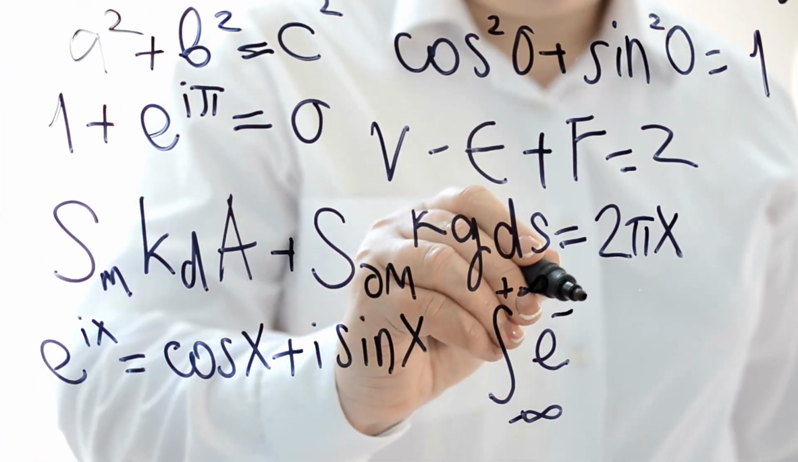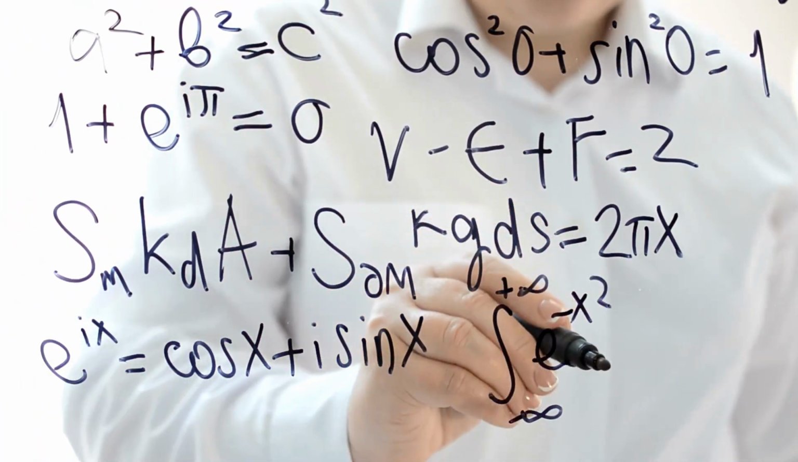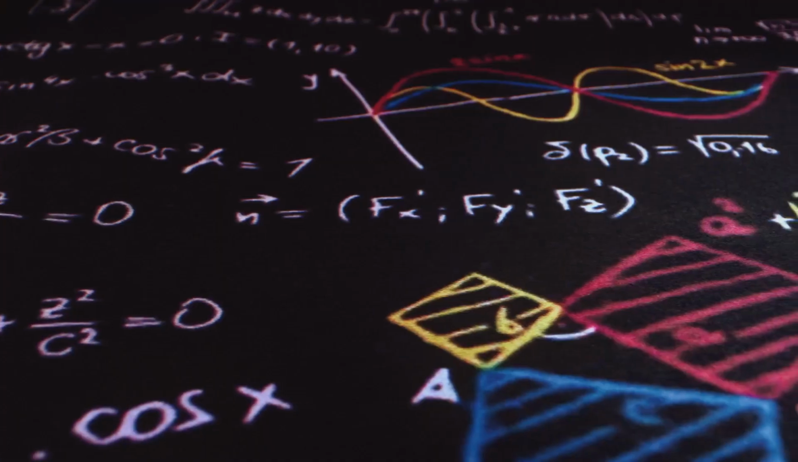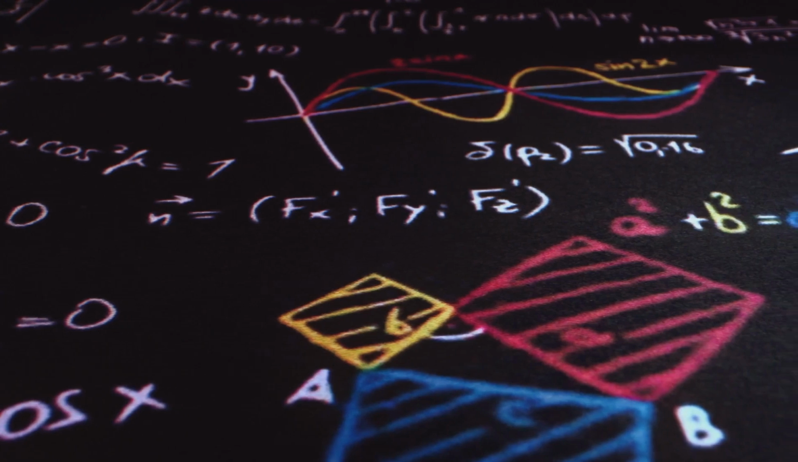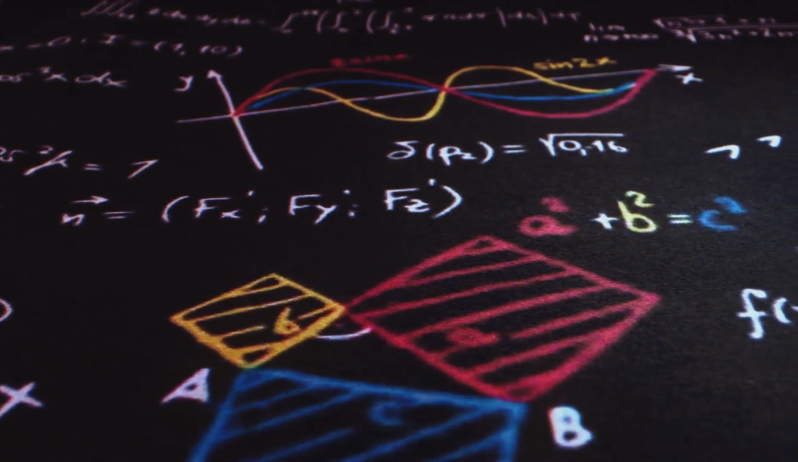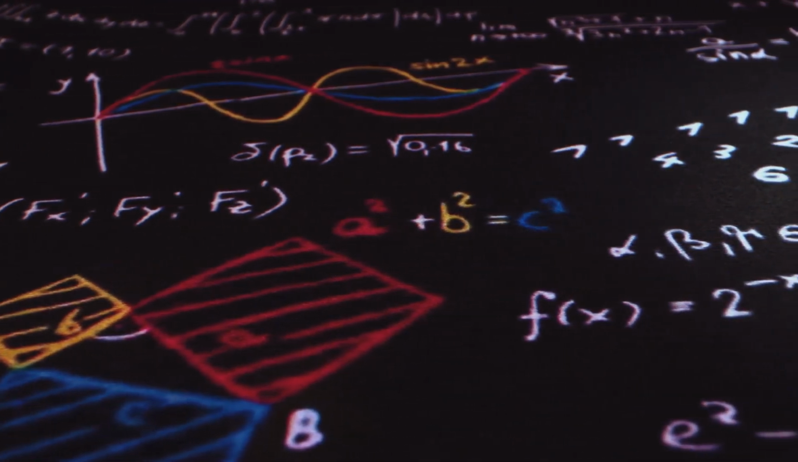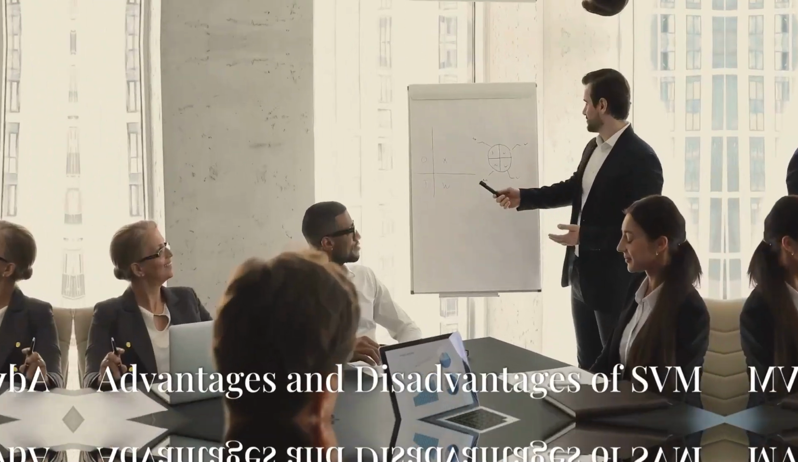The kernel trick can transform an input space into the required form by making it possible to perform linear classification in a transformed version of the input space. Common kernels include linear, polynomial, and radial basis function, or RBF.